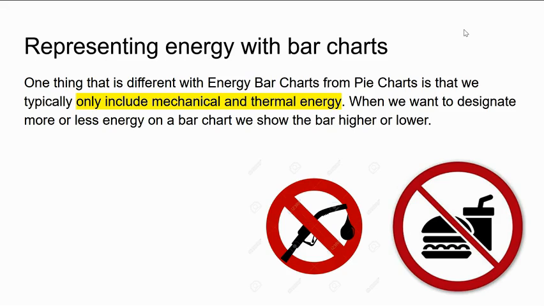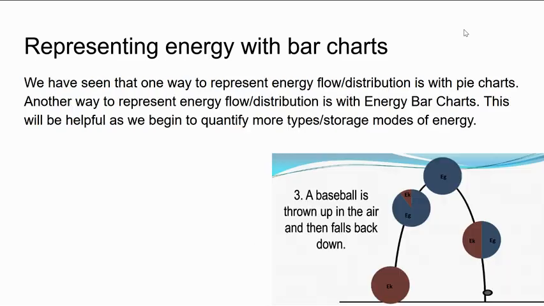When we want to designate more or less energy on a bar chart, we show the bars higher or lower. I'll show you what I mean here in a second. For example, we've seen one way to represent energy flow with our pie charts. We have all kinetic energy. At the top, we have all gravitational energy with the baseball thrown up. And then as it's going down toward the ground, we have obviously a mixture until it reaches the ground again.